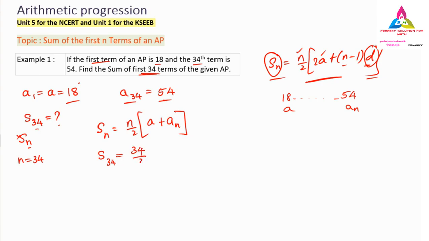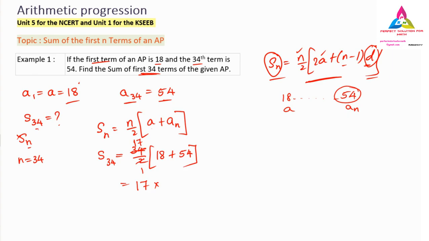34 divided by 2 into the first value, that is 18, plus the last value, because we need that in the formula, a plus an. The last term is nothing but 54, because the 34th term is 54. So now calculation, 2 1s are 2, 17s are 34. So here is left 17 into 18 plus 54.